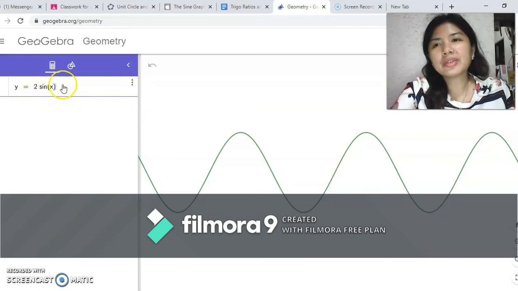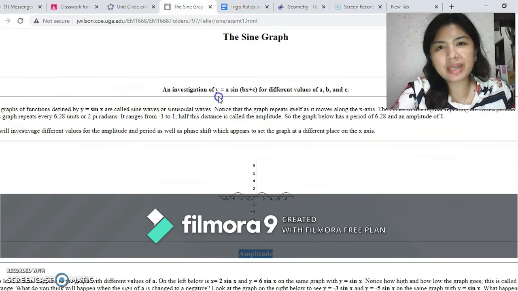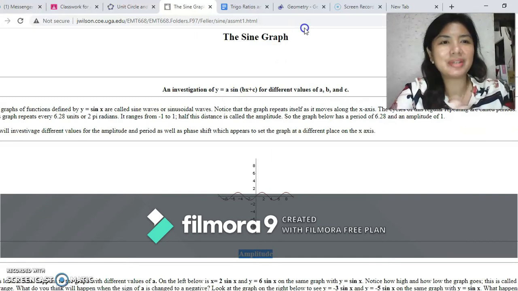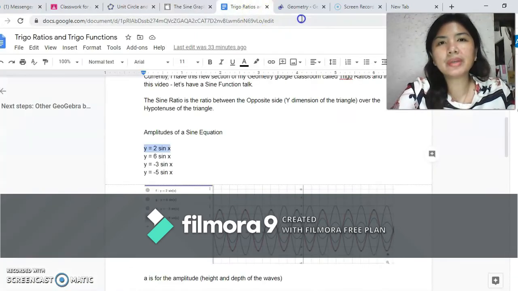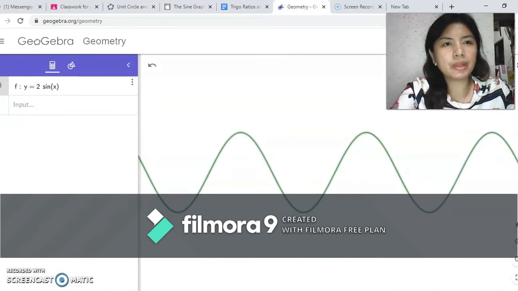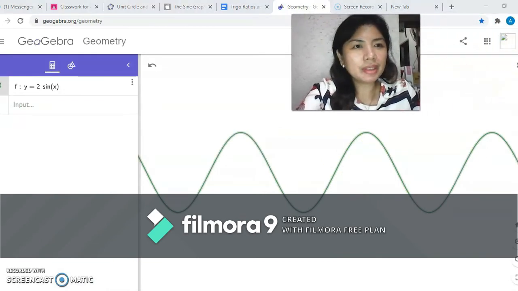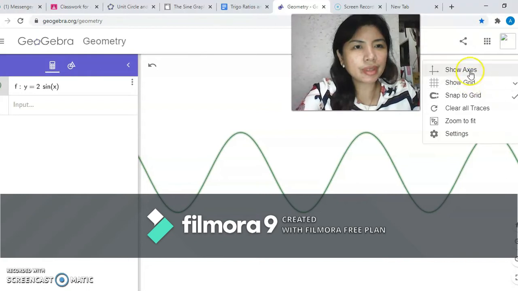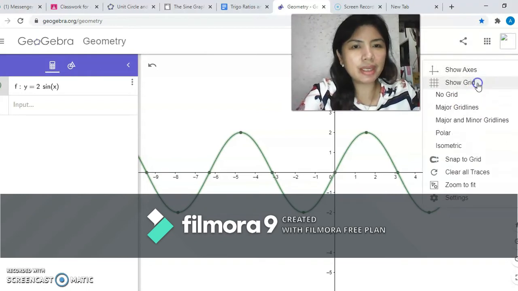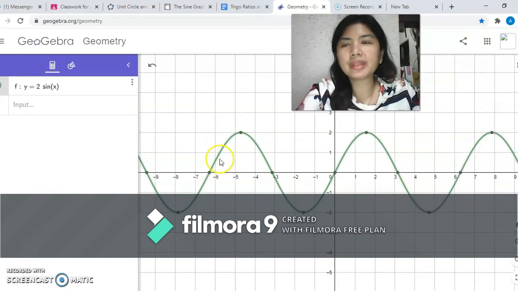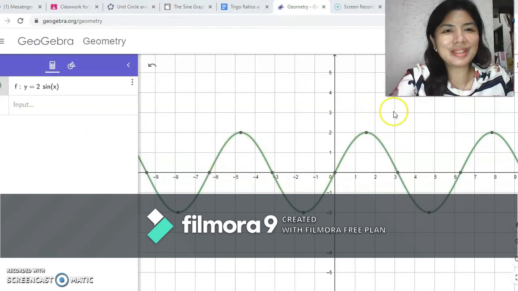So considering again the standard form, before the sine function you have the coefficient A. Let me show the axis and show some grid. As you can see here, the A describes the amplitude, the height and the depth of the sine wave.